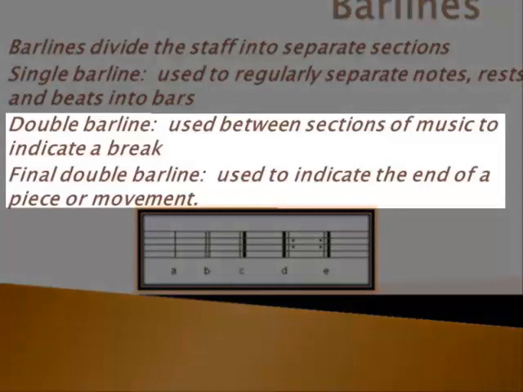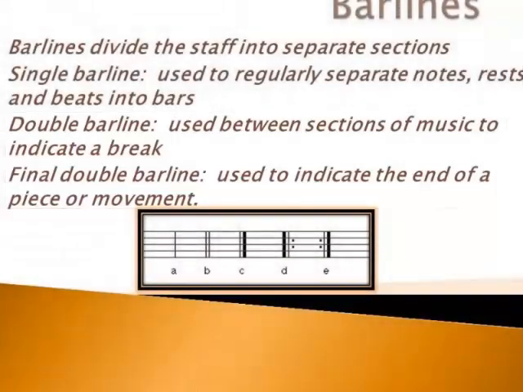Double bar lines are used between sections of music to indicate a break. So if you have a larger piece of music, you might find at the end of a section there's a double bar line. The final double bar line is used to indicate that it's the end of a piece or the end of the music. And that last line is much thicker than it is in any of the other bar lines.